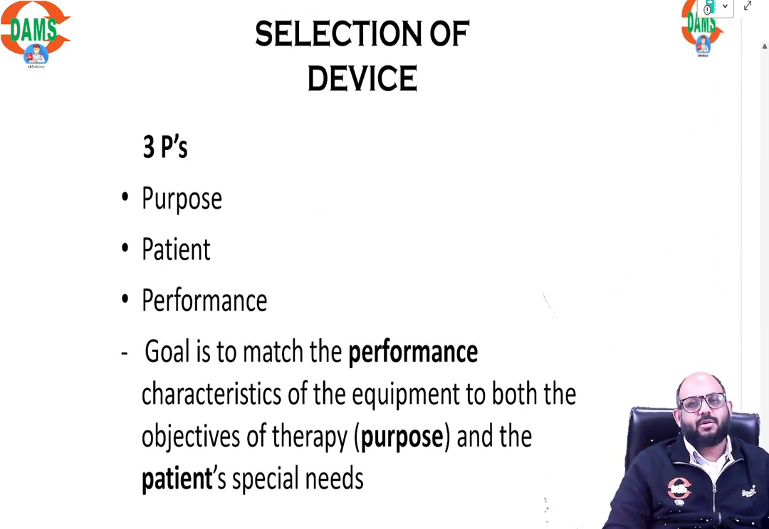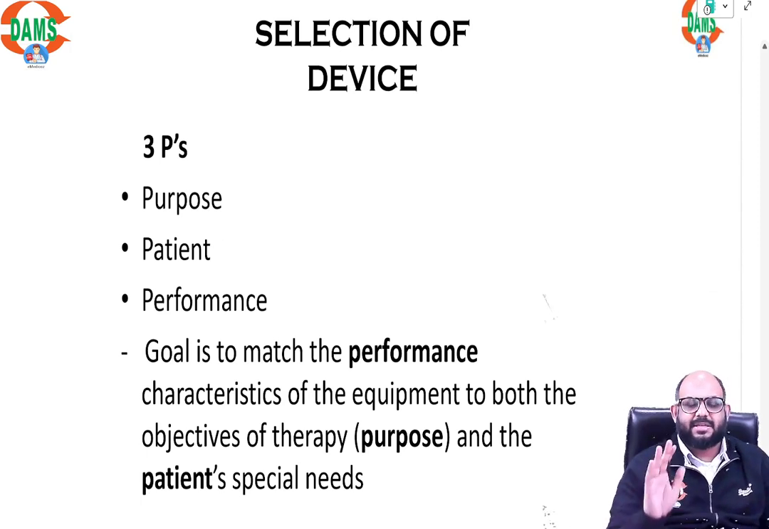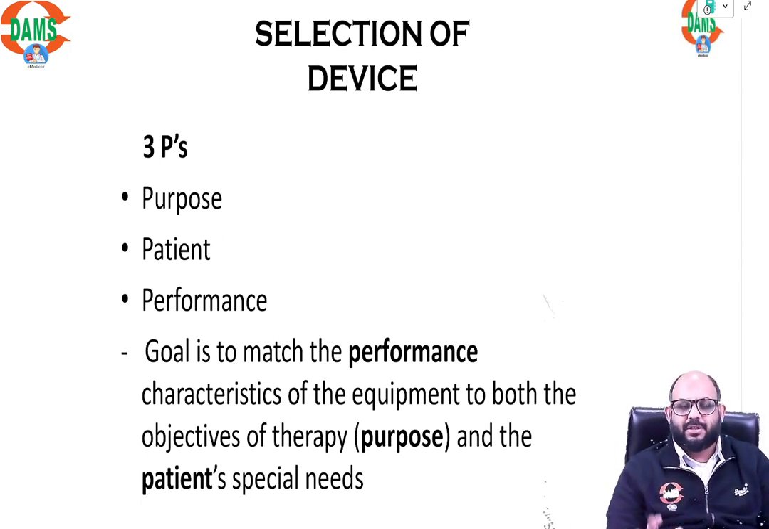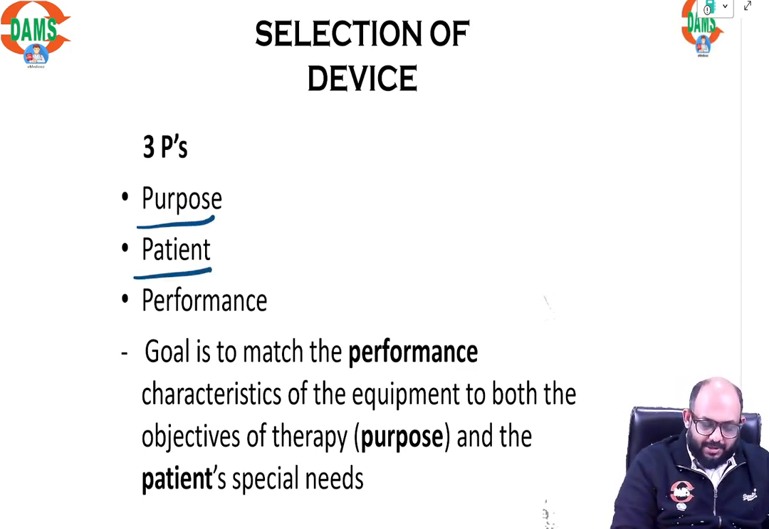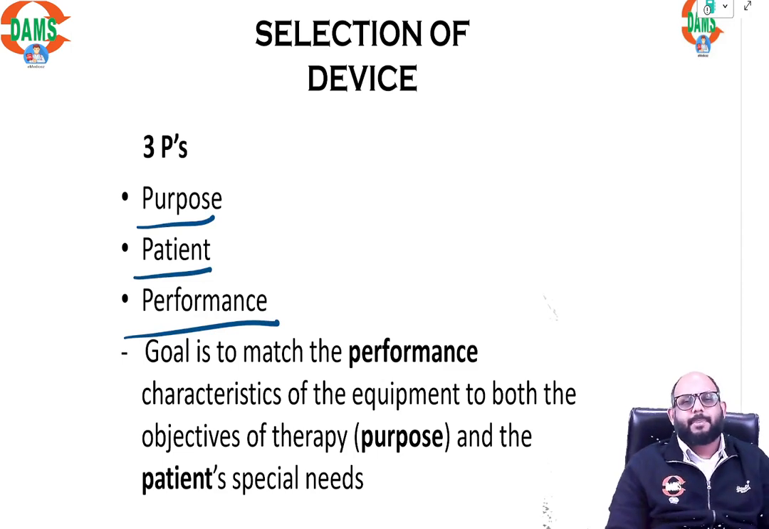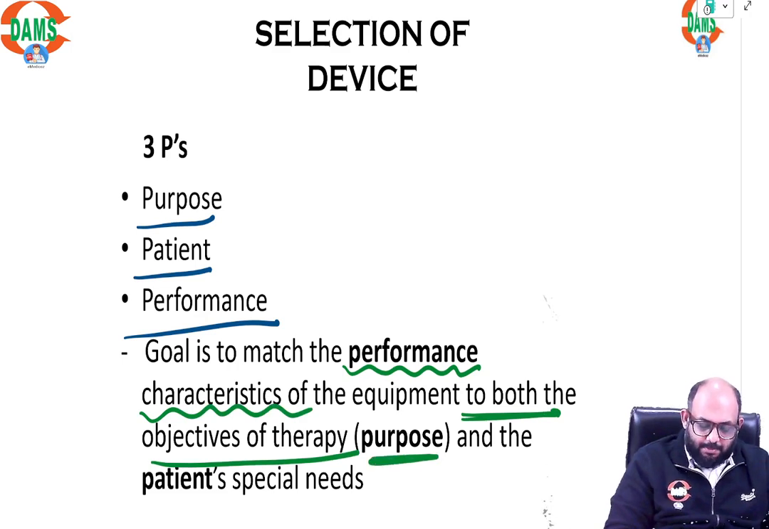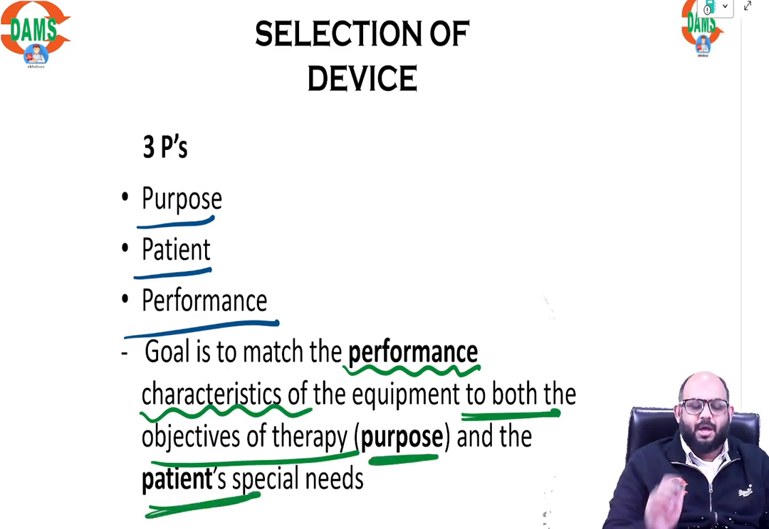Now, selection of the device. These are the devices, but the most important thing is, how do you select these devices? Have you ever wondered how you select these devices? So there are three P's: purpose, patient, and performance. The goal is to match the performance characteristics of the equipment to both the objectives of therapy, that is purpose, and the patient's special needs. So the idea is that all three things should be in line.